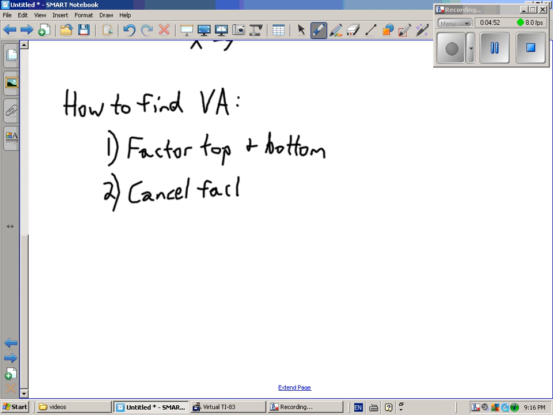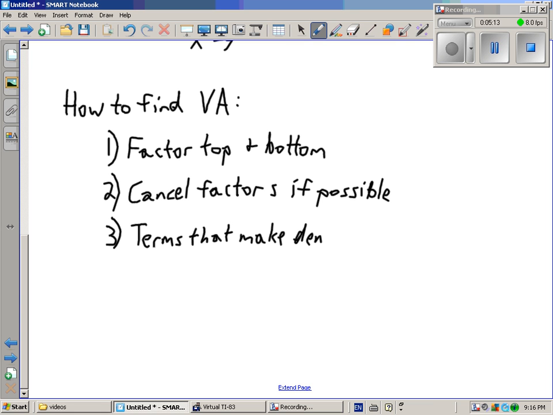Two, you want to cancel factors if possible. Then terms that make the denominator equal to 0, they produce a vertical asymptote. I guess if I were being really formal, I would say factors that make the denominator equal to 0, but I think you get what I mean.